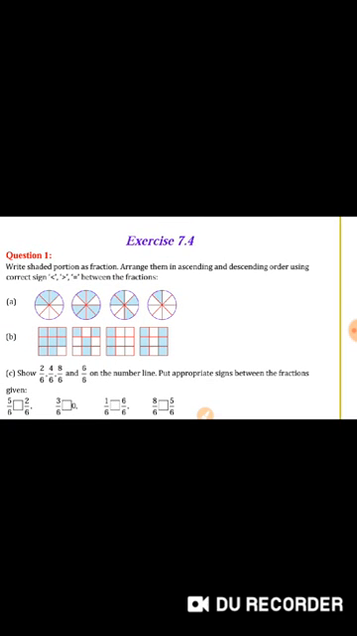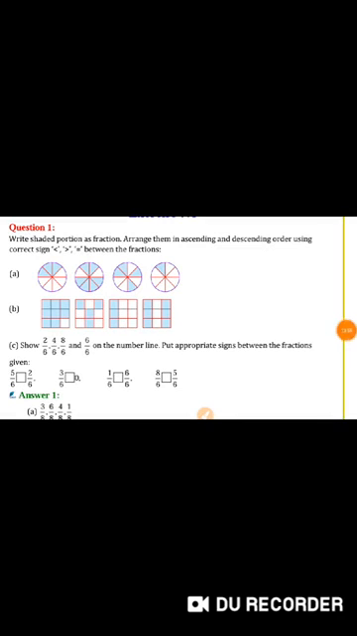Write shaded portion as a fraction. Arrange them in ascending and descending order using correct sign. Okay. So first we have to write the fraction for each diagram. So this is one question, this is one question. Don't get confused with all, because it is A, it is B. So here how many are there? It is 3 by 8. It is 6 parts, 6 by 8, and it is 4 by 8, and it is 1 by 8.